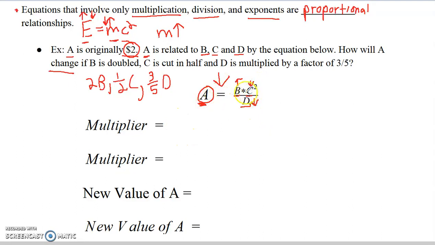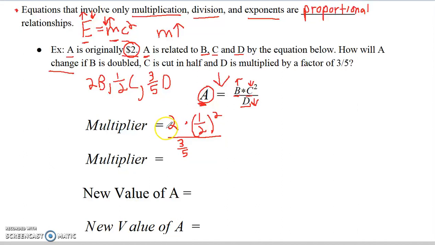So what we're going to do is take the equation as is, and instead of the variables, we're going to plug in the numbers representing what factor they change by. So we're going to do it right here. So multiplier B, instead of the letter B, we're just going to write a 2 because it doubles. C, it's a half, but we have to make sure to keep the exponent because that's important, so we're going to keep the squared, and then that's going to be over 3/5.